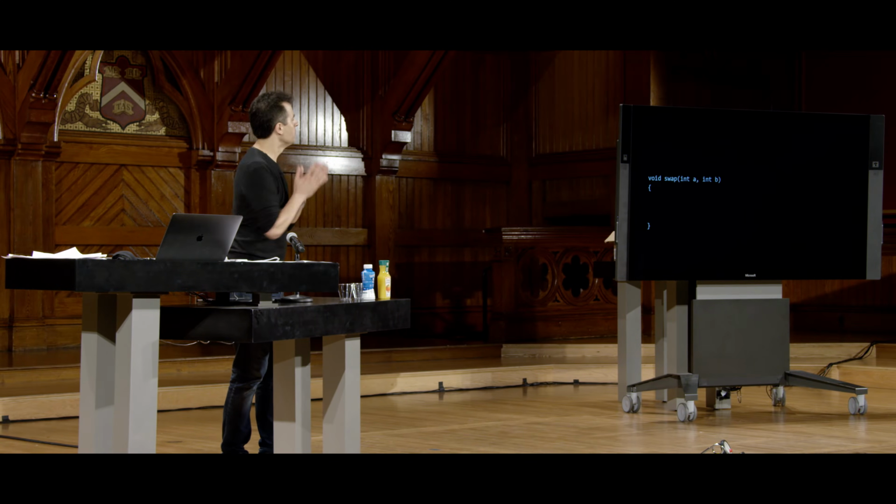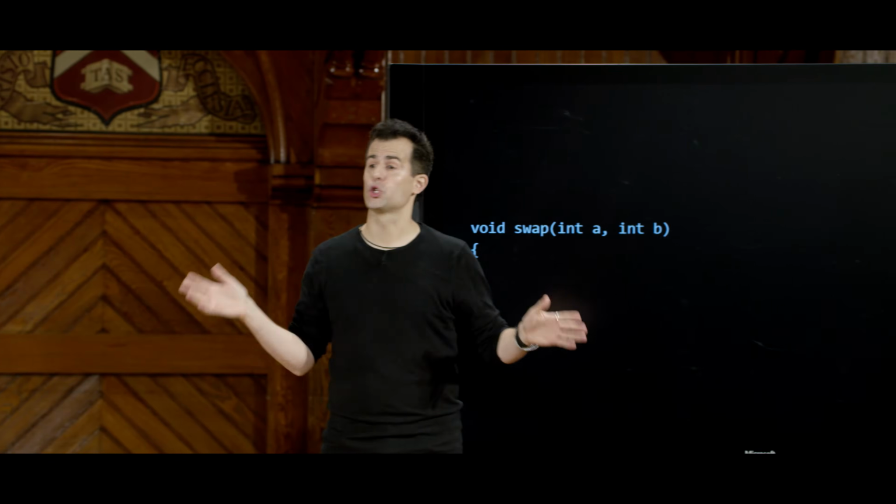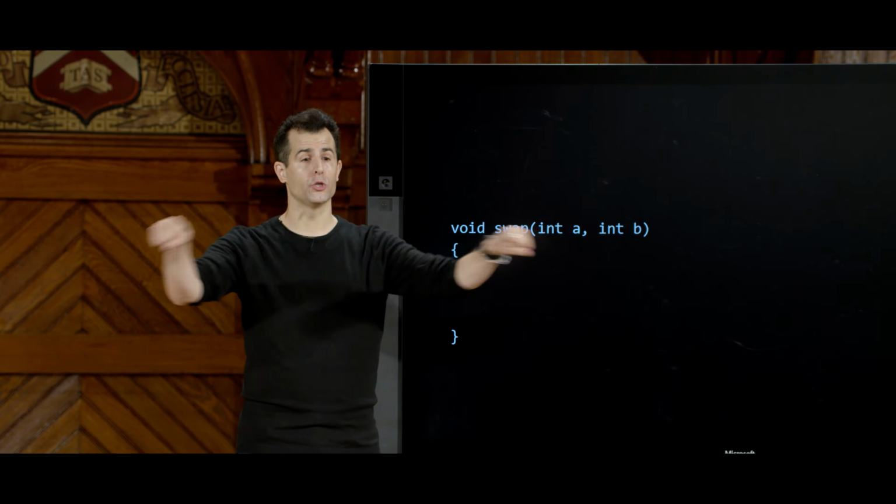First, let's start with a problem. Suppose I want to implement a function here called swap, whose purpose in life is just to swap two values, a and b. I just want to do a switcheroo.